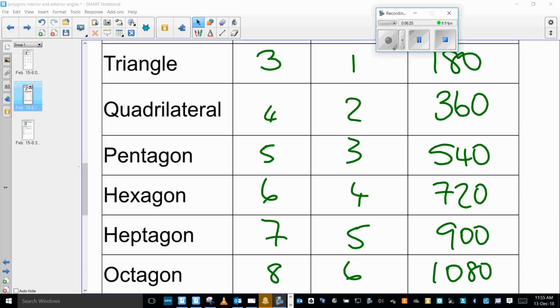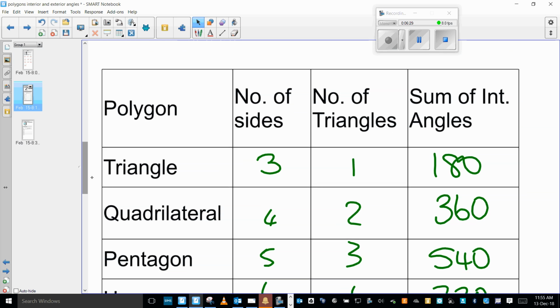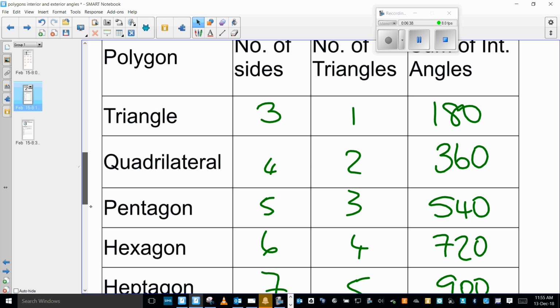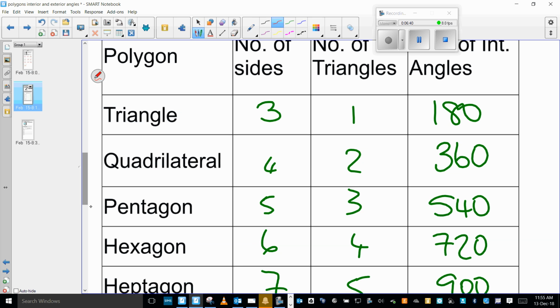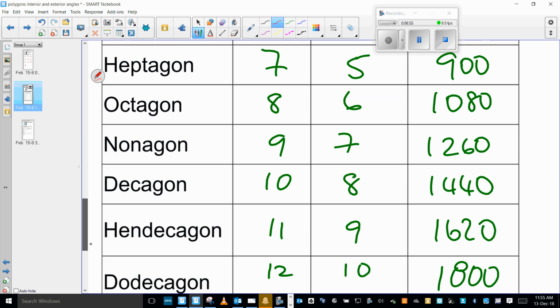Alright, so we should have filled in this chart. We've got the number of sides, the number of triangles, and then the sum of the interior angles. Now, does anyone notice a pattern between the number of sides that the shape has and the number of triangles that it has? Tanya? It's always 2 less. Yes? The difference is 2. So the number of triangles is always 2 less than the number of sides.